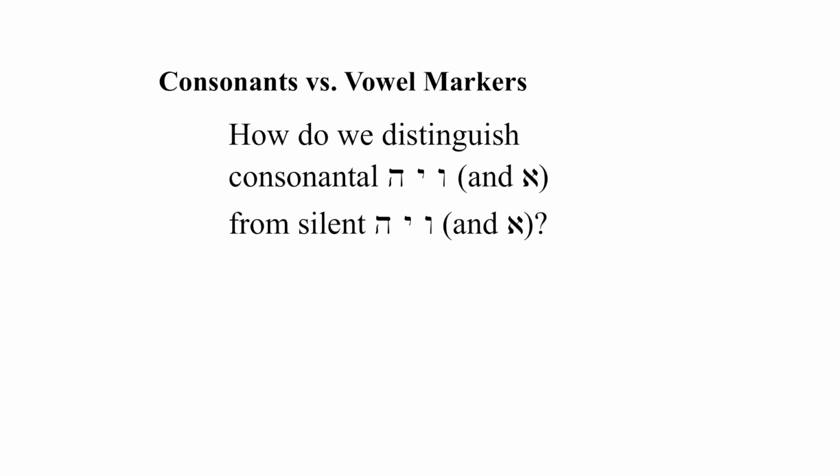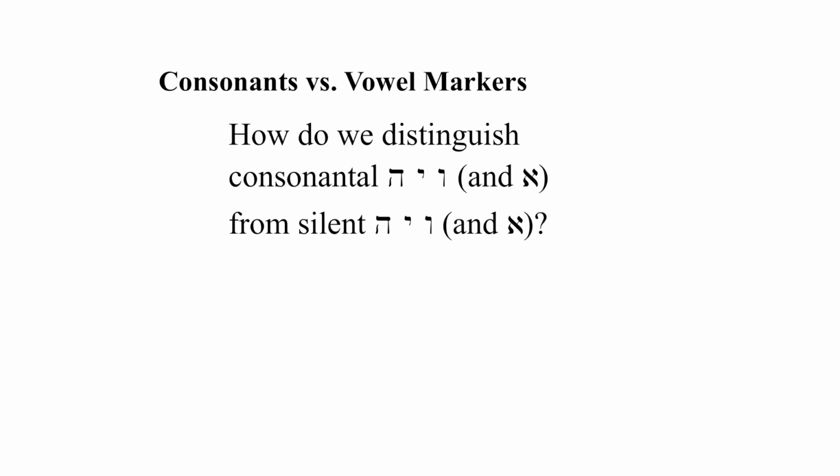The discussion about vowels brings up an obvious point. If we have a consonantal text that's using he and vav and yod to indicate the presence of a vowel, how do I tell when the letter is functioning as a consonant and when it's functioning as a vowel? How do I differentiate between those 2? When are they consonantal and when are they silent?